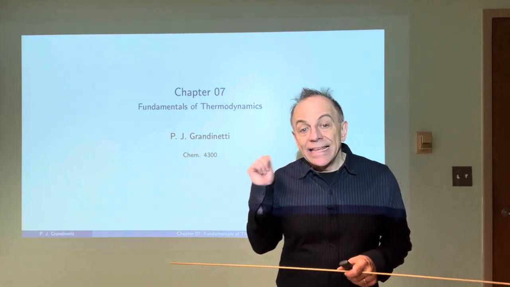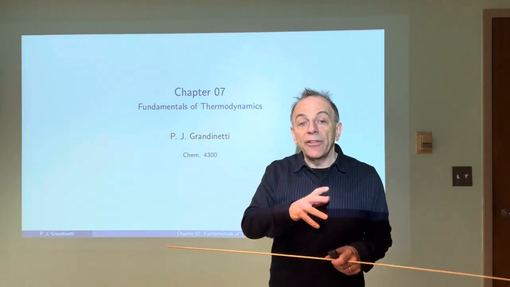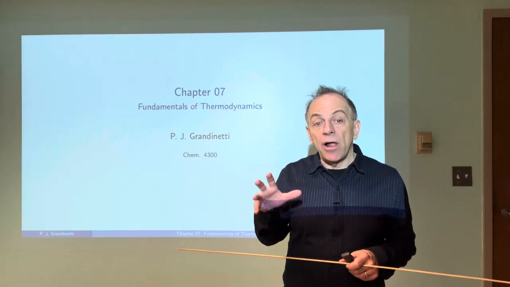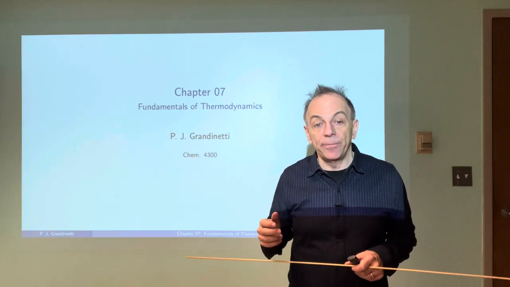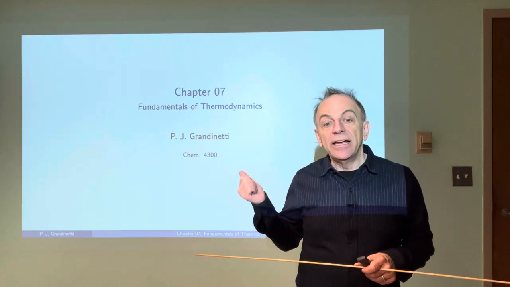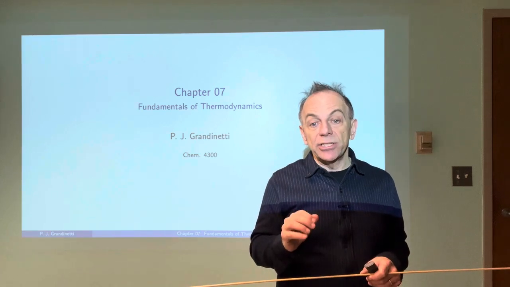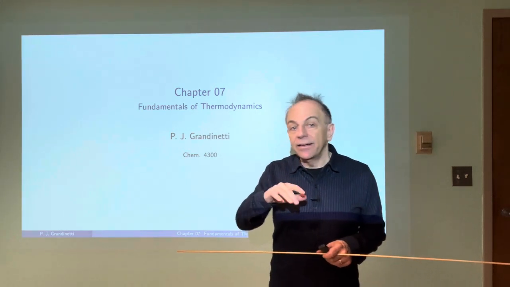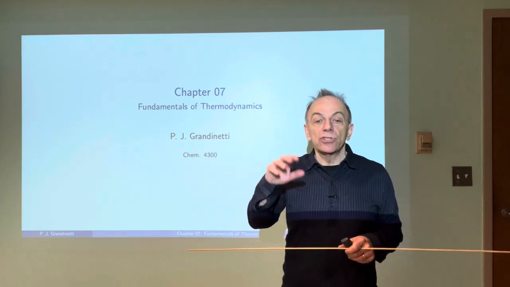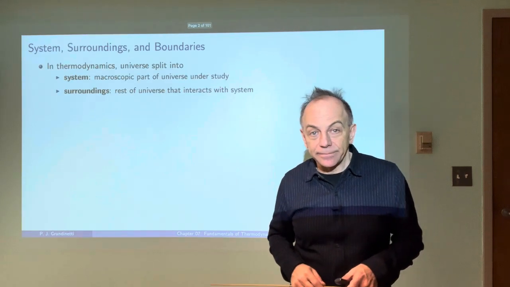Mastering the material in this chapter is a necessary step in our goal of learning how the microscopic behavior of atoms and molecules leads to the emergent macroscopic properties of matter. So specifically, this chapter is going to prepare us for the next chapter on statistical thermodynamics, where we derive expressions relating the microscopic equations and motions of atoms and molecules to the macroscopic properties of matter.